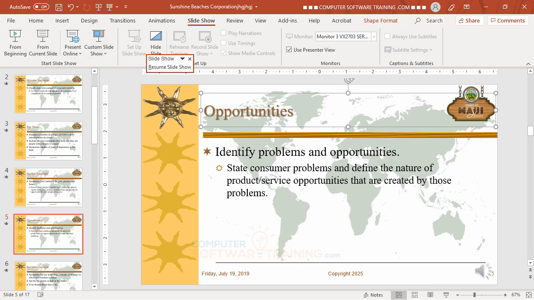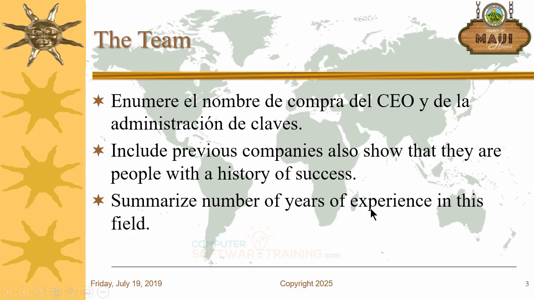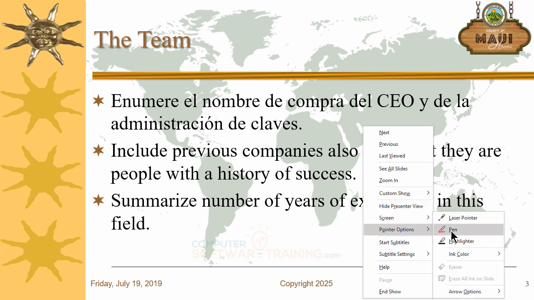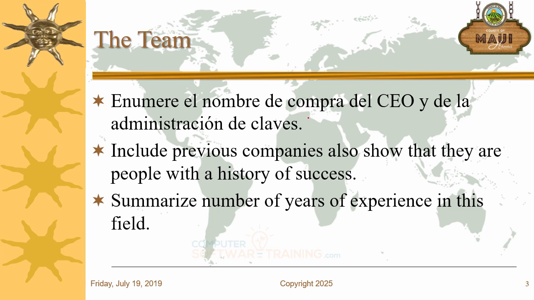Okay, so from the beginning. What you would do is right click on it, go down here where it says pointer options, and you've got a pen here. You can click onto that, and you can go ahead and draw and that type of thing.